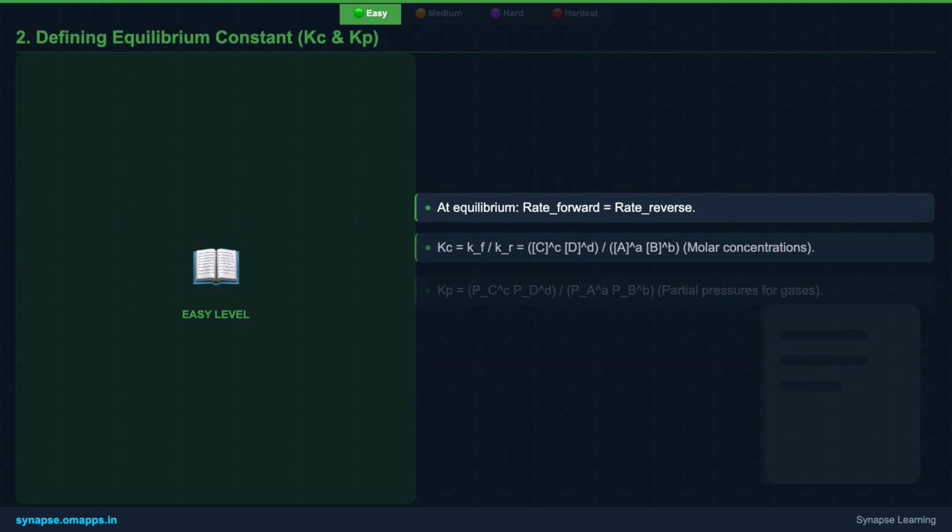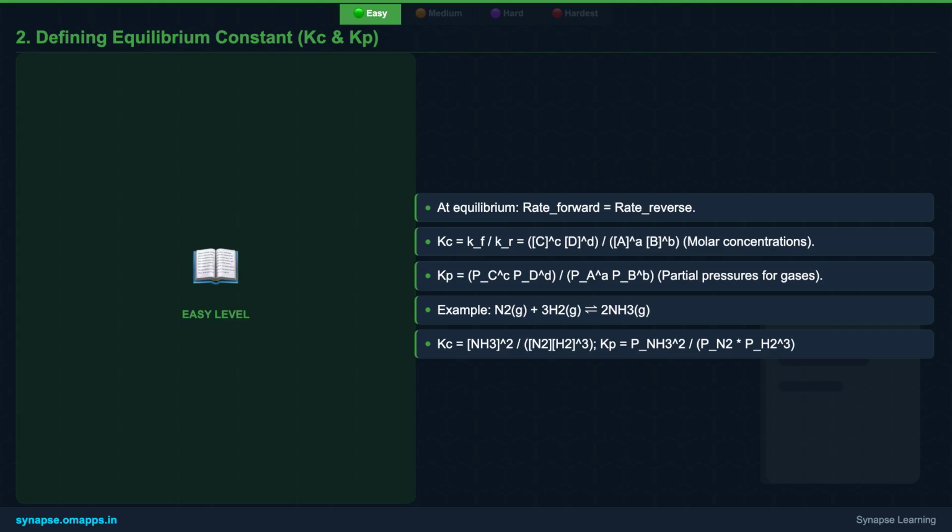Building on the law of mass action, when the forward and reverse rates are equal, we can define a constant ratio of product concentrations to reactant concentrations. This is our equilibrium constant, Kc, expressed in terms of molar concentrations. For reactions involving gases, we can also use partial pressures, leading to Kp. Remember, K is a unique value for a given reaction at a specific temperature. For example, the synthesis of ammonia has a distinct Kc and Kp expression.